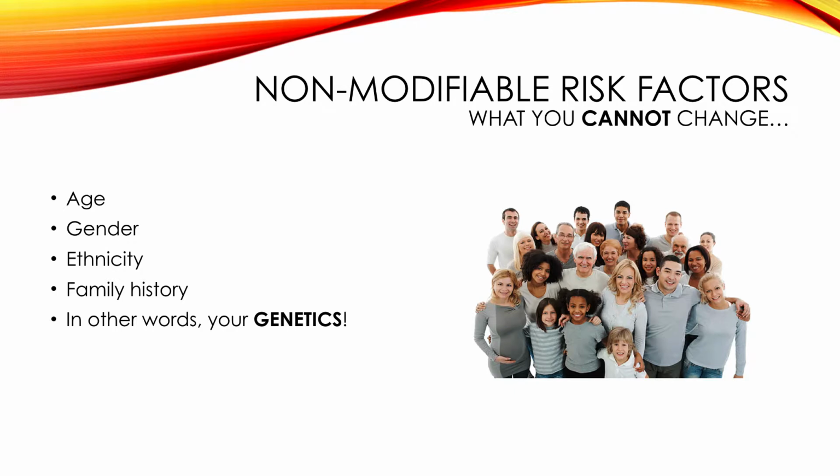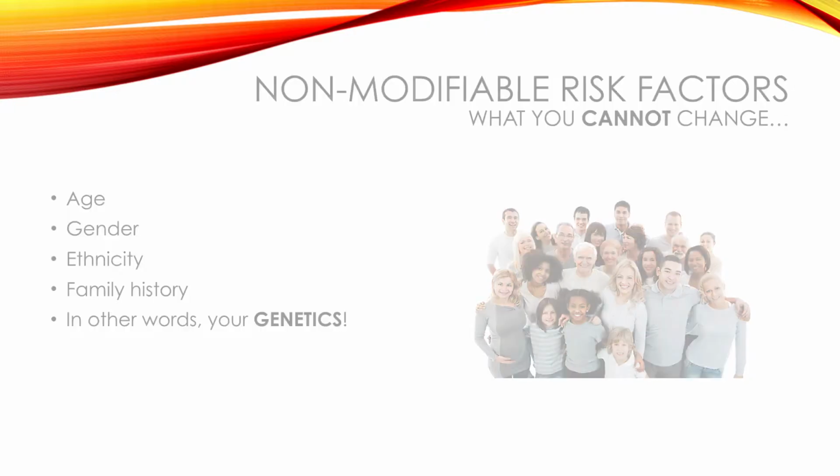The second group of risk factors are your non-modifiable risk factors. These are things that you cannot change. This includes your age, gender, ethnicity, and family history. Your family history is made up of the genetics that are passed on from generation to generation. As we all know, our family history is not something we can change, but let's take a little closer look at the role genetics play.